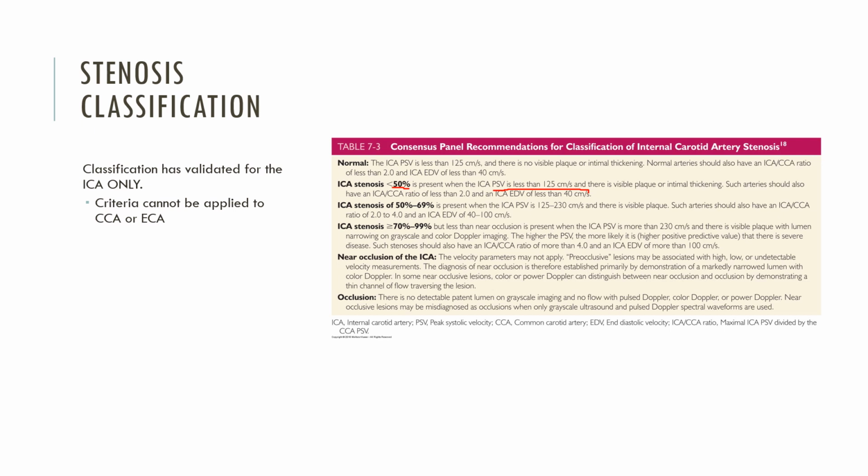Once you get up to greater than 70 all the way to 99, you can see a near occlusion. Your PSV is greater than 230 centimeters per second, and your ICA to CCA ratio is greater than 4.0 with an EDV of more than 100 centimeters per second. That would tell you you're 70 to 99%. If you can't get any velocities, but you are able to demonstrate a string sign, you can call this a pre-occlusive or near-occlusive lesion. And if you have no detectable flow, then it would be a complete occlusion.